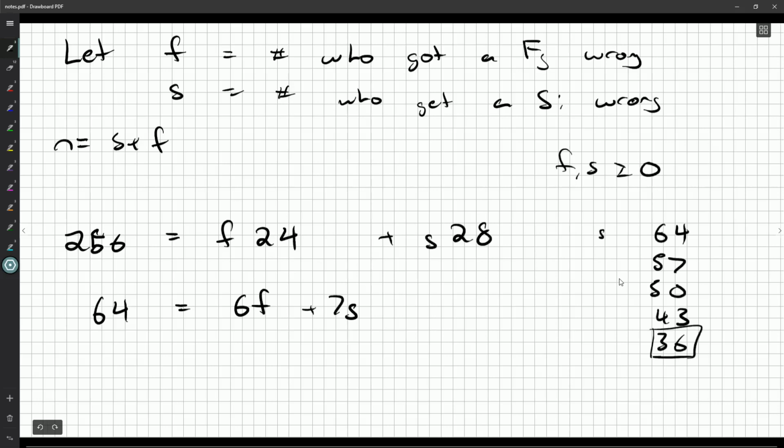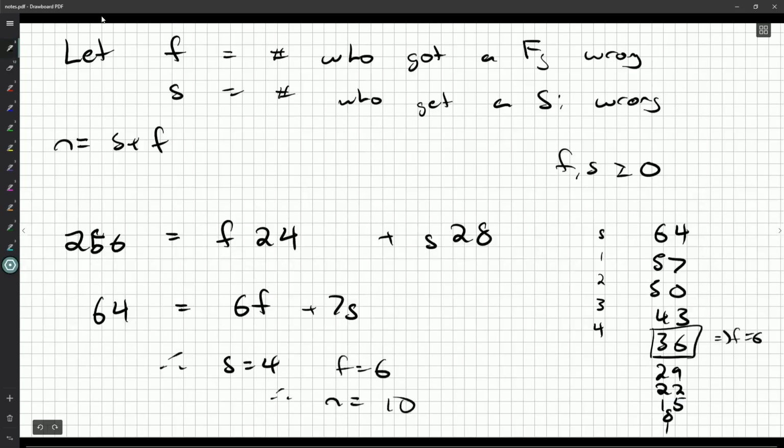So that would be S is 1, 2, 3, 4 people got a short answer wrong, and this would become F equals 6. But let's just make sure there aren't other ones. I mean, there won't be, because you'd have to have at least 42 remaining, but we'll just very quickly check: 29, 22, 15, 8, 1. None of those are multiples of 6. So it has to be S is 4, F is 6, and therefore N is 10. So 10 people wrote, and I can tell you how many got a full solution question wrong, and how many got a short answer question wrong. So that's kind of a nifty question.